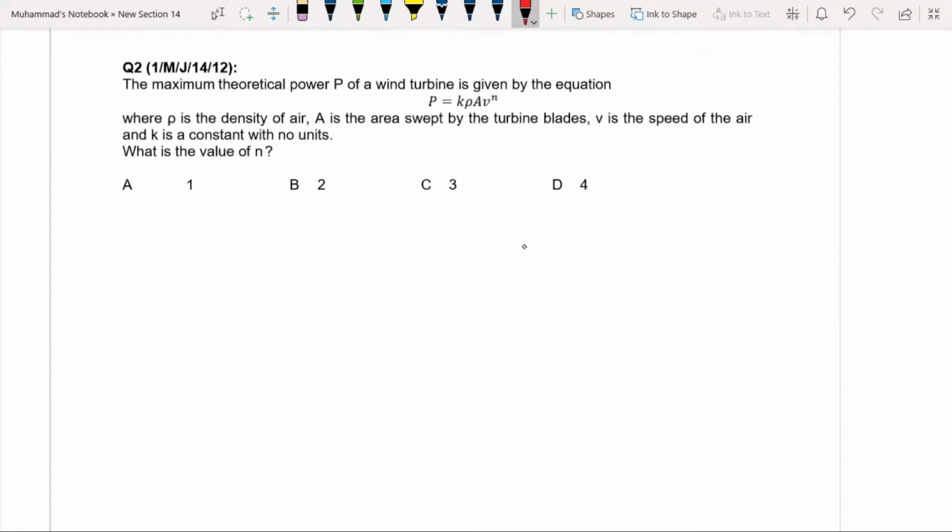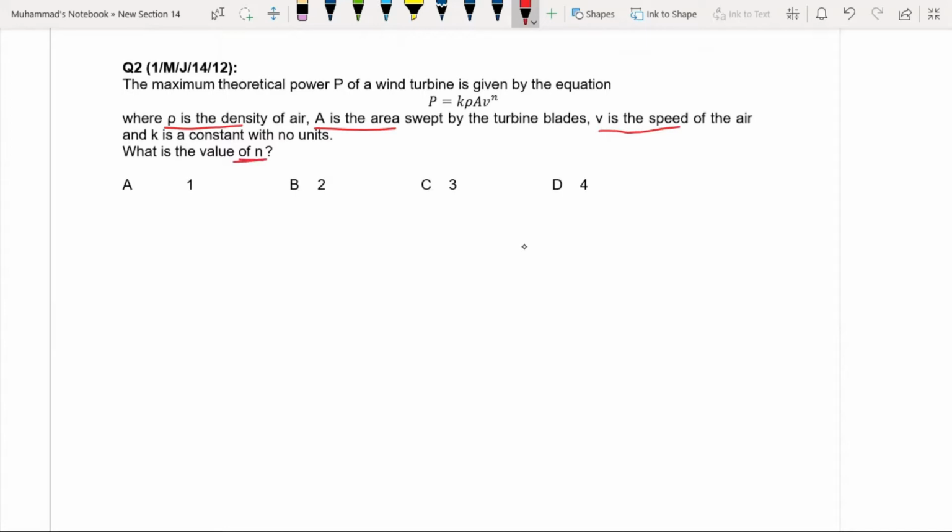The maximum theoretical power of a wind turbine is given by this equation. P is K rho A V to the power n, where rho is density, A is area, and V is speed. And this K has no unit. What is the value of n?